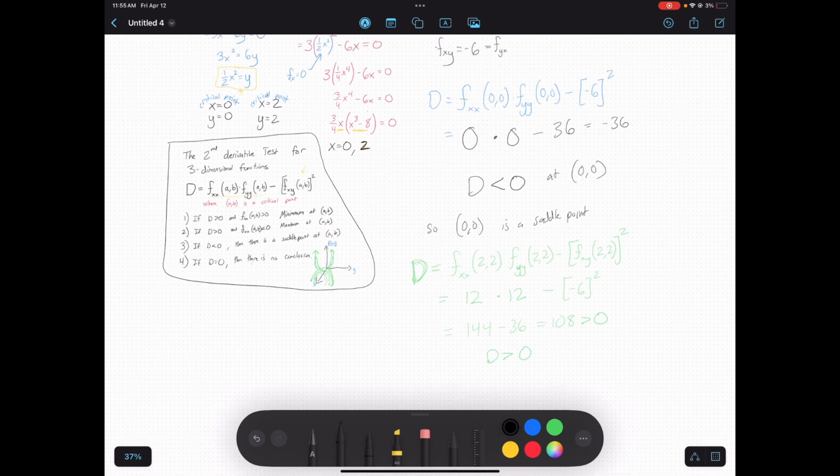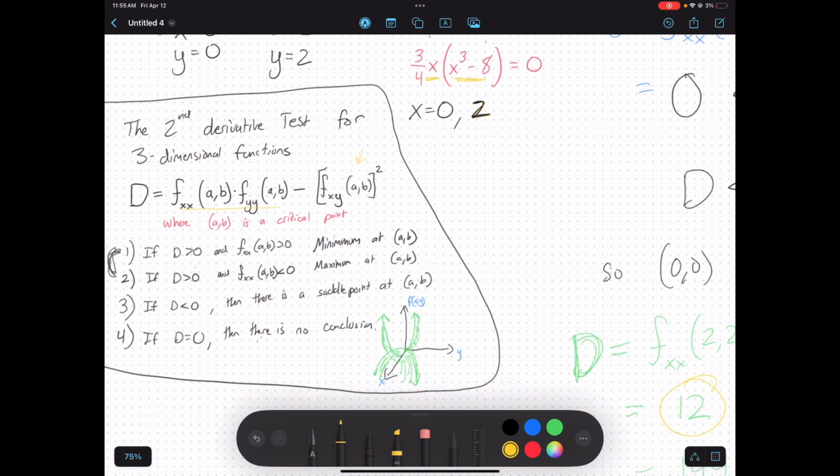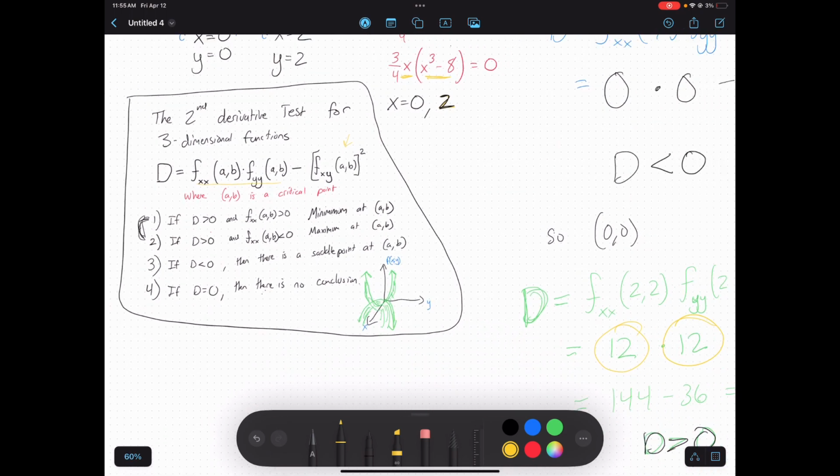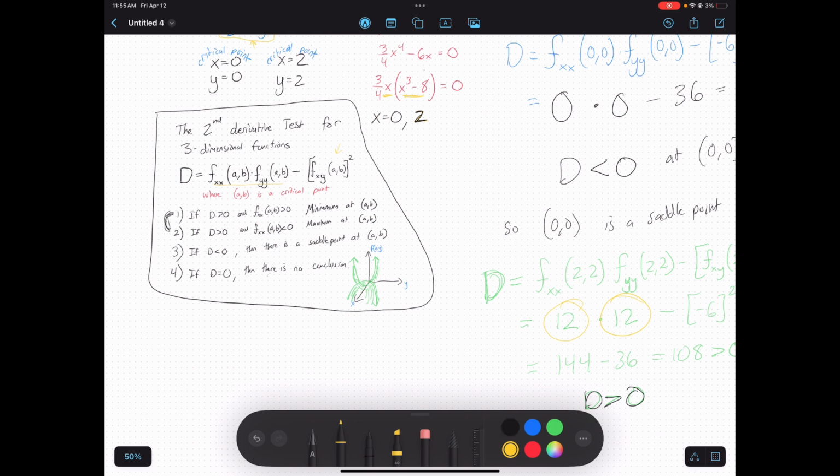But remember, if the determinant's greater than 0, there's actually more criteria that I need to test. So, right, that falls under these two categories. It's either 1 or 2. And it depends on what's true about my double derivative in terms of either x or y. Both of these were positive. What does that mean? That means I'm concave up and I'm working with a minimum. So I have a local minimum at 2, 2.